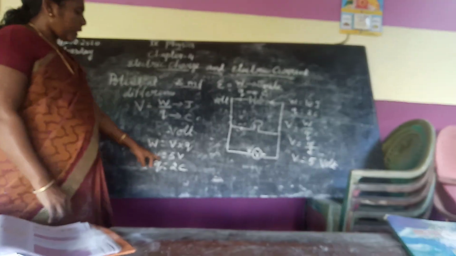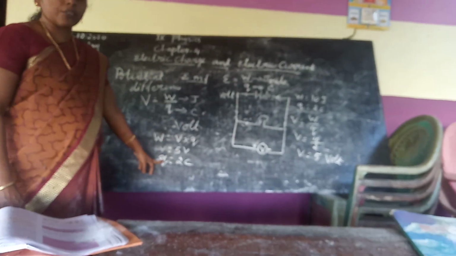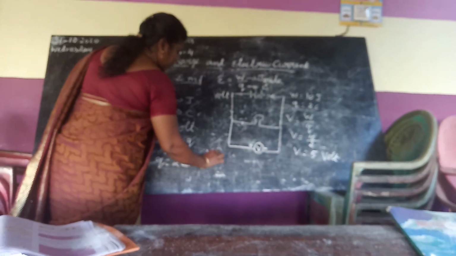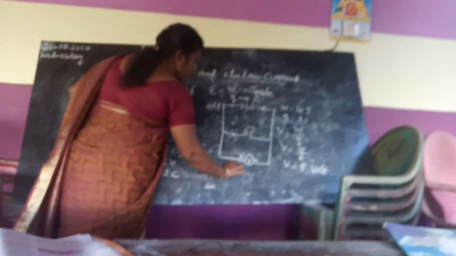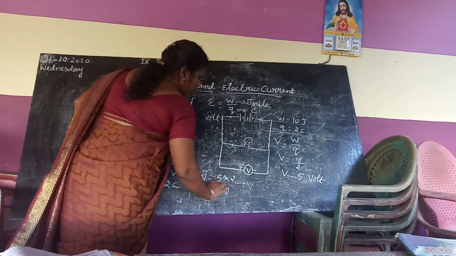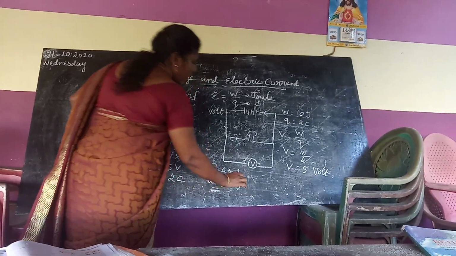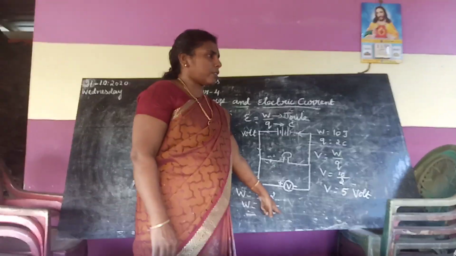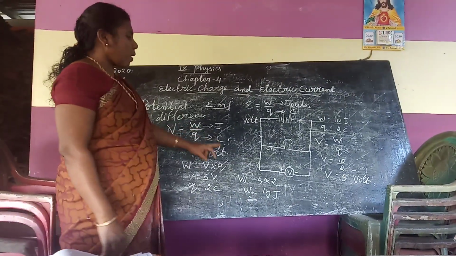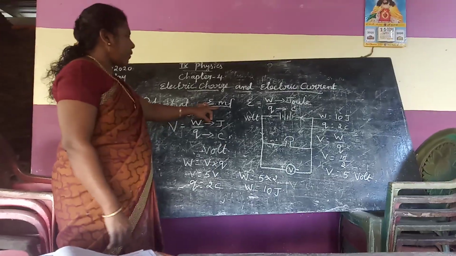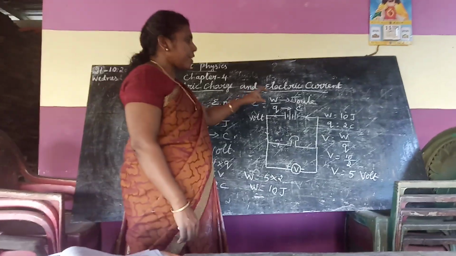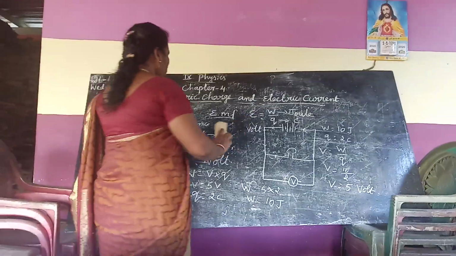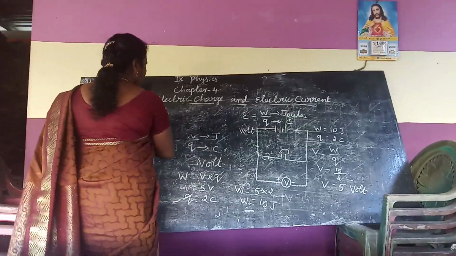So W equal to 5 into 2, so you will get 10. What is the unit of work done? Joule is the unit of work done. So you will get the value 10 joule. Answer. Like that, by using this formula you have to solve. So today we have learned about EMF and potential difference. The next one we have to learn about is resistance.